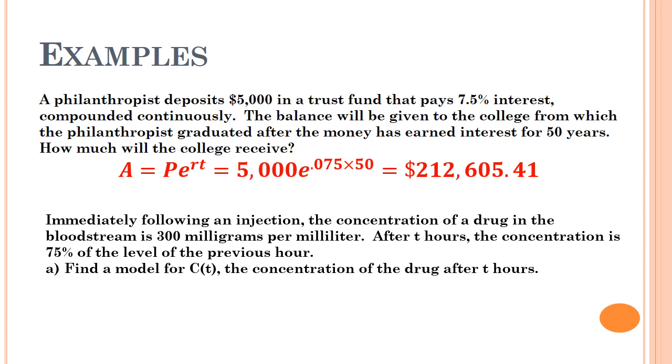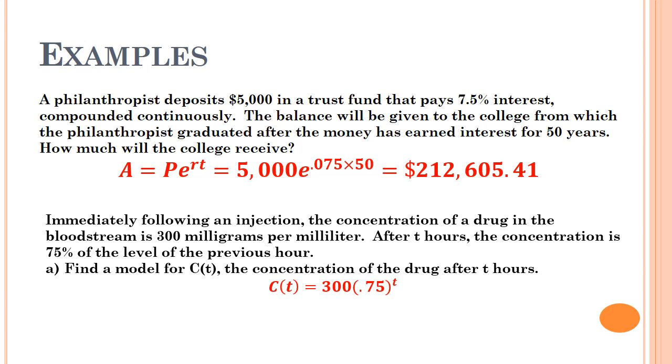Okay, now we have a problem about a drug being injected into the bloodstream. We have 300 milligrams per milliliter after t hours. The concentration is 75% the level of the previous hour. Find a model for the concentration of drug after t hours. Okay, this is a little tough, so we'll just talk you through it.